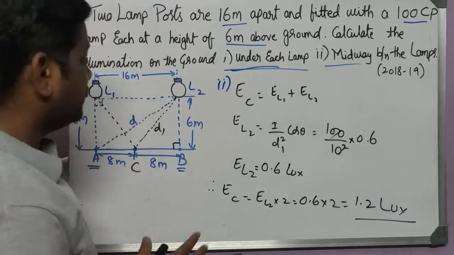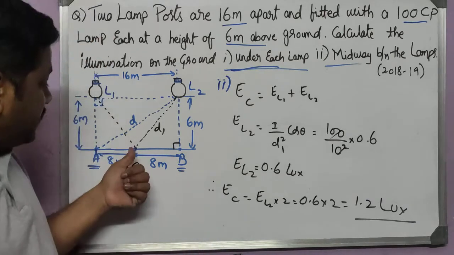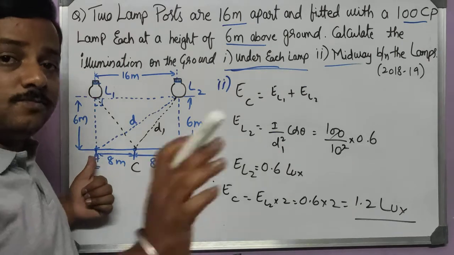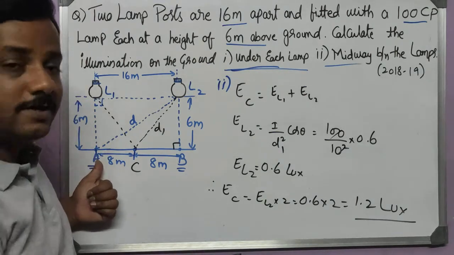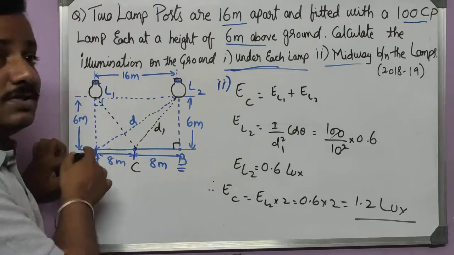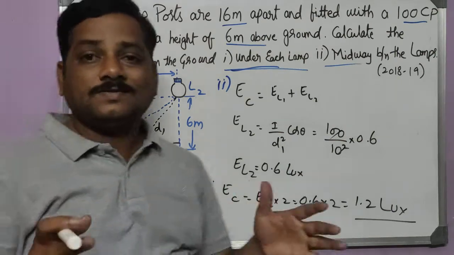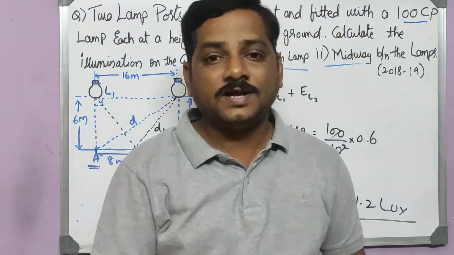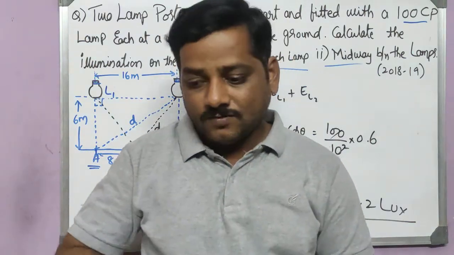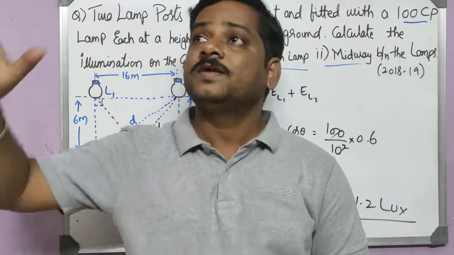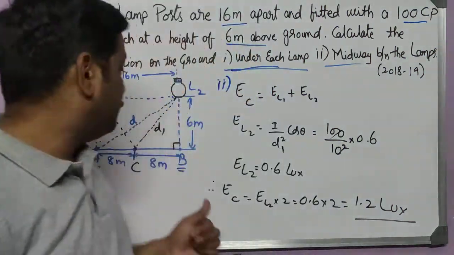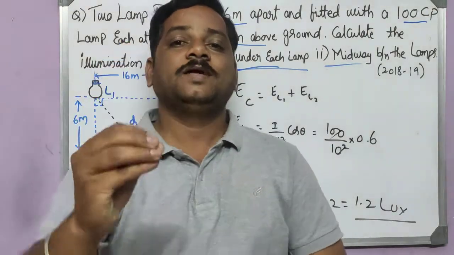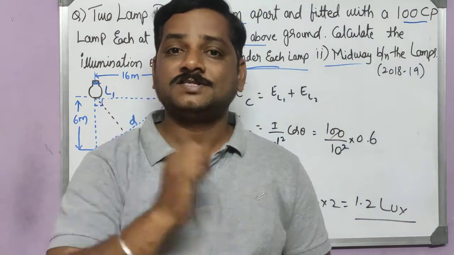If the capacities were different, then you would have to calculate EL1 separately and add it here. Got it? One thing you can analyze: the illumination at this point is 1.2 lux, whereas the illumination at the earlier point was more than 4. Earlier I have written that, because it was exactly below the lamp, right? So it clearly shows that exactly below the source, below the lamp, we get more illumination. When we go far away from the lamp source, the illumination is reduced because it creates an angle. I hope this is clear for you and you will be able to solve this kind of question if it is asked in the exam.